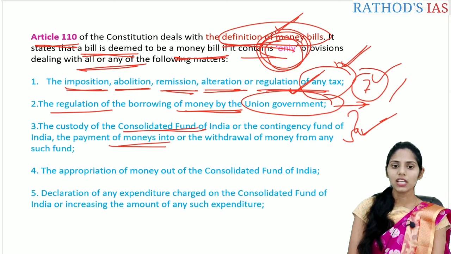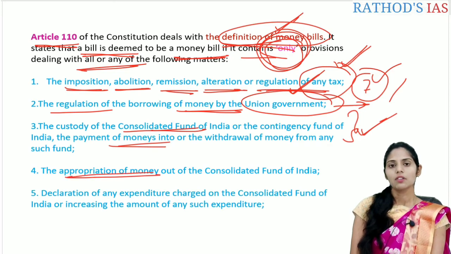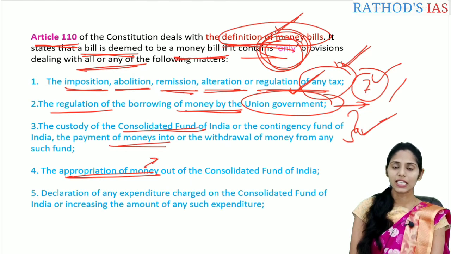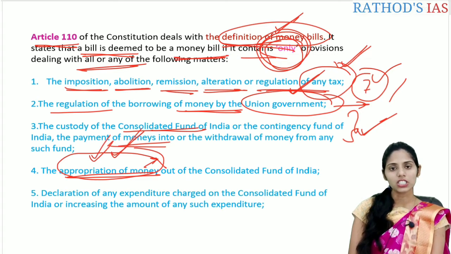And the next one is the appropriation of the money. We already studied in the Lok Sabha that there will be no single penny taken out from the Consolidated Fund of India without this appropriation bill. This appropriation means simply taking out the money from the Consolidated Fund of India. We are going to talk about this appropriation in much detail in the budget. That will be in the coming lectures.